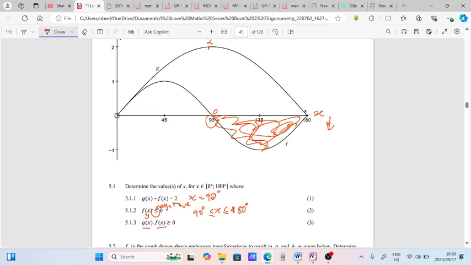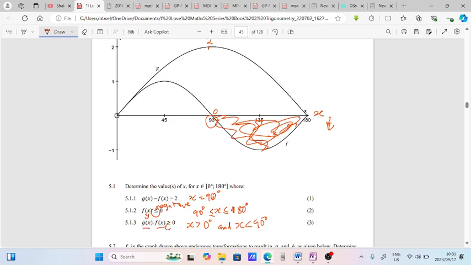What else are you getting? What are you going to apply? x greater than 0 degrees. And x less than 90, and.